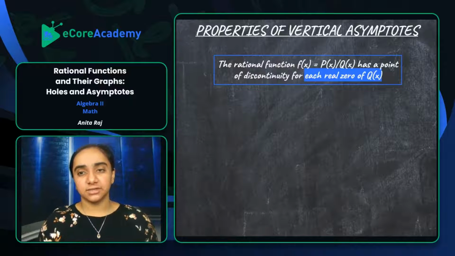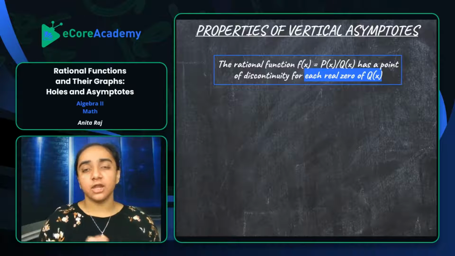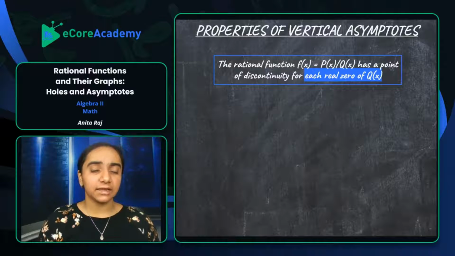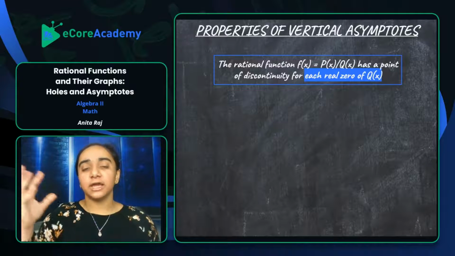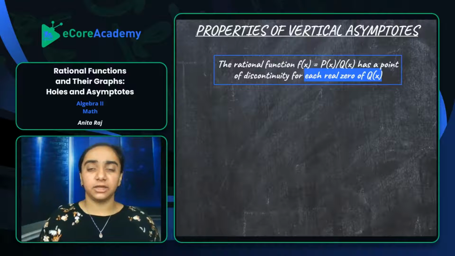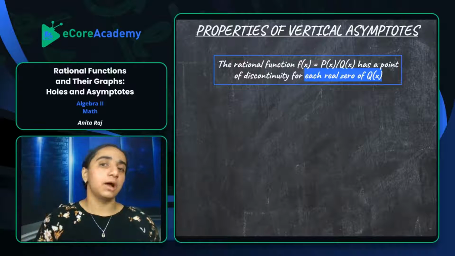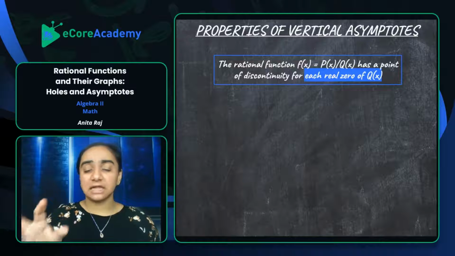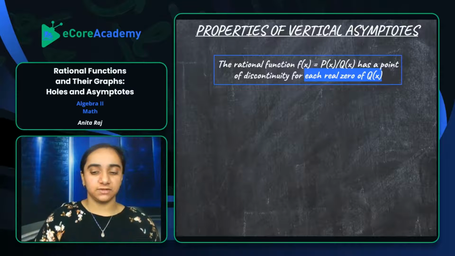So every zero that you have for Q of x is a point of discontinuity. Because Q of x is our denominator, if we set x equal to a value that makes Q of x equal to 0, then we have P of x divided by 0, and any number divided by 0 is undefined. If P of x is equal to 0 and we divide it by Q of x, that's okay. You can divide 0 by a number, but you cannot divide a number, or a polynomial in this case, by 0. So that's where your points of discontinuity get created, your holes, your vertical asymptotes.